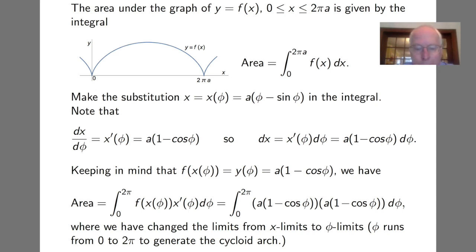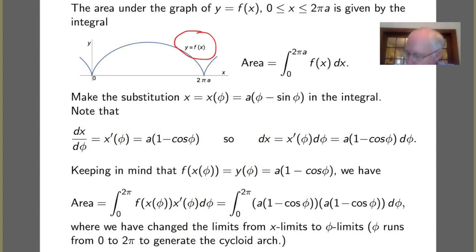Remember, we've agreed that if we plug in the x of phi into the f function, which we are assuming is out there describing this, then y of phi is given by f of x of phi. And of course, y of phi was a times 1 minus cosine phi. So our substitution of the integral would look like this.